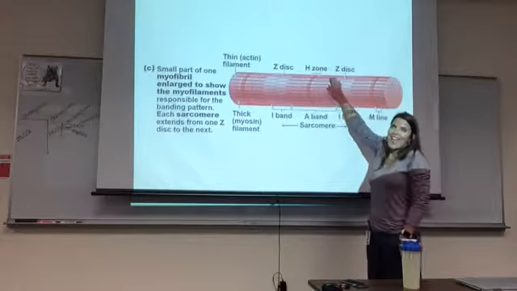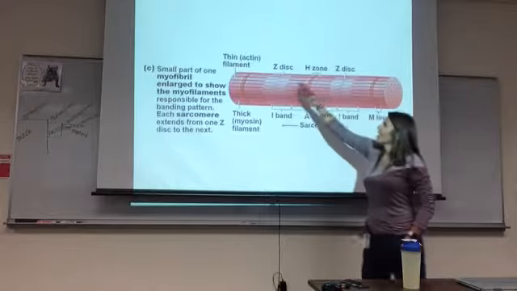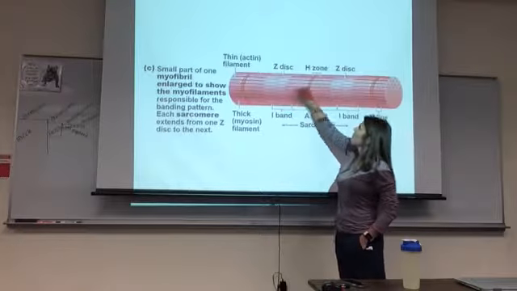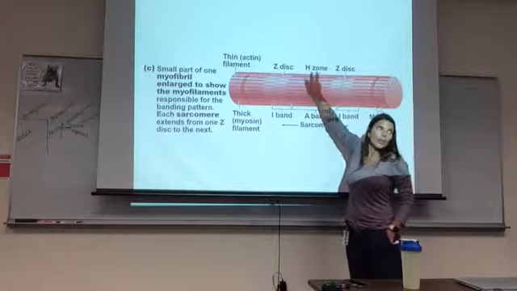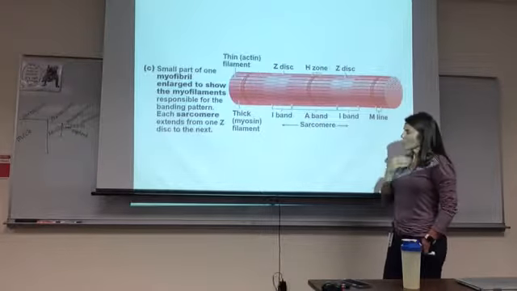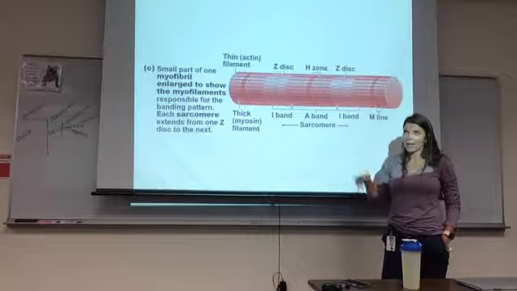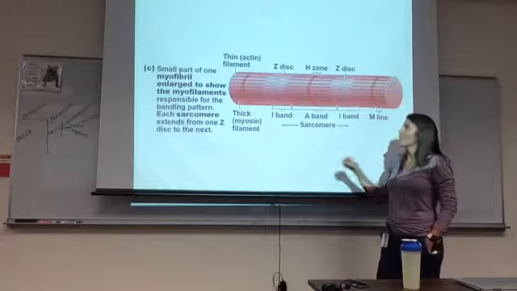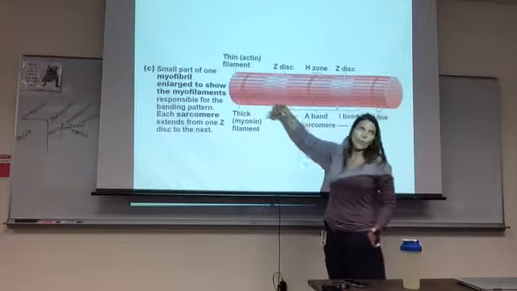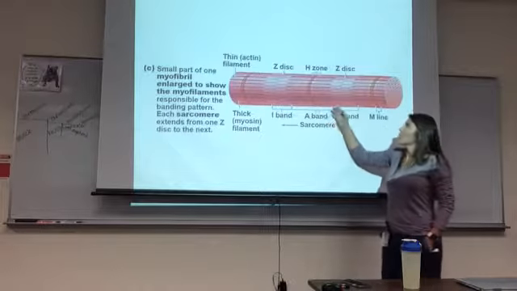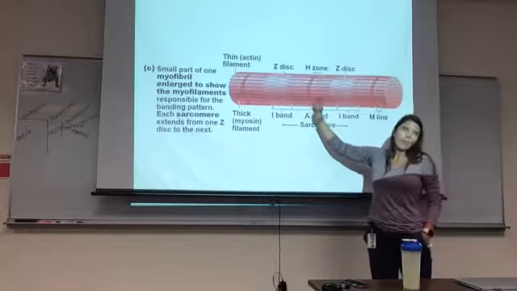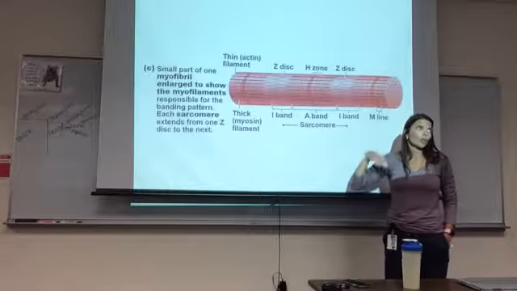Thin filaments, actin, anchored to the Z line on both sides. Thick filaments made of myosin, anchored to the M line. The H zone is that individual middle area. When you say I band, the I band is an area where there's only thin filaments, so it looks lighter. The A band is where there's overlap of thick and thin filaments, so it looks darker.